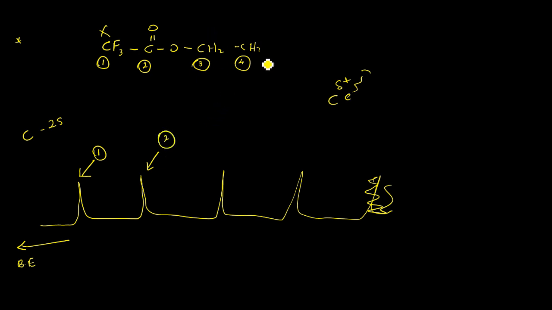Now you have 3 and 4. The 4th carbon has no atoms that are electronegative. So you can assign this one as the last one. And the 3rd one is connected to the oxygen. The oxygen will pull out the electrons from the carbon, so you will see some positively charged environment over here. So this should be here. So likewise, this is basically what we are doing.